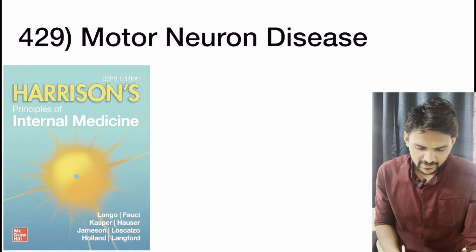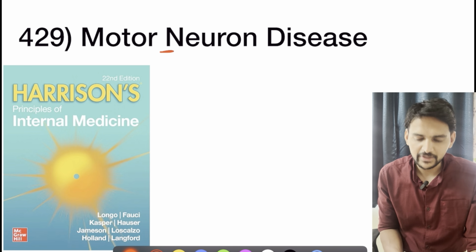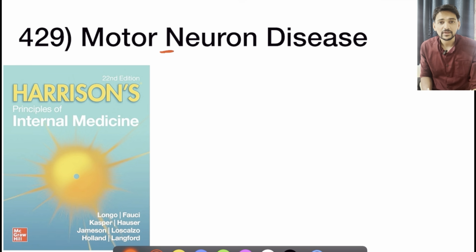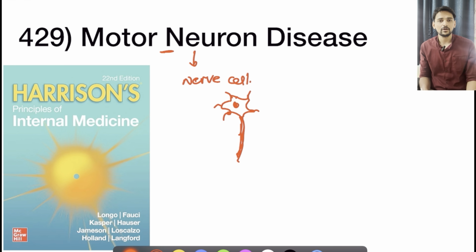Continuing with the series of neurology, we are going to discuss motor neuron disease today. So to understand the terminology properly, we all know that a neuron is the nerve cell, and this will have a cell body, dendrites and an axon. This basic, all of us know.